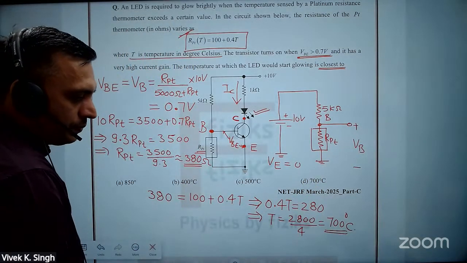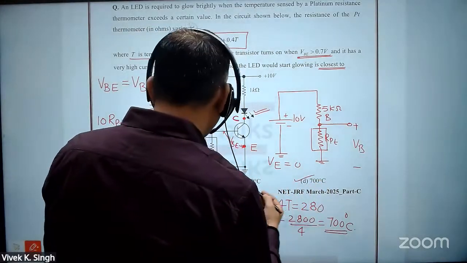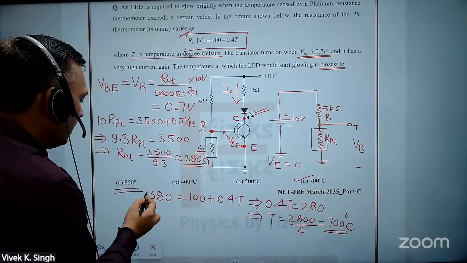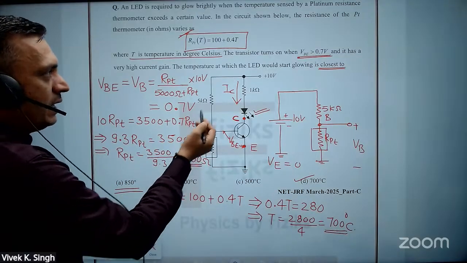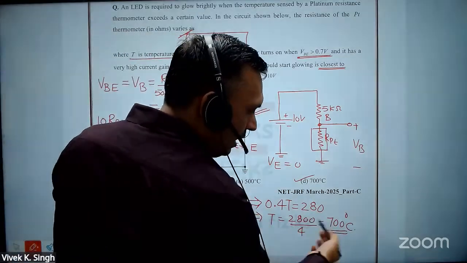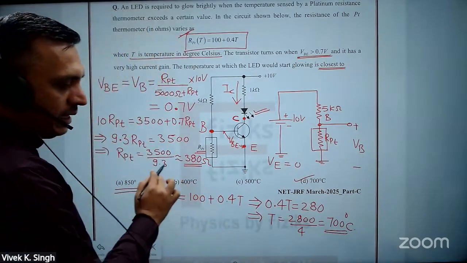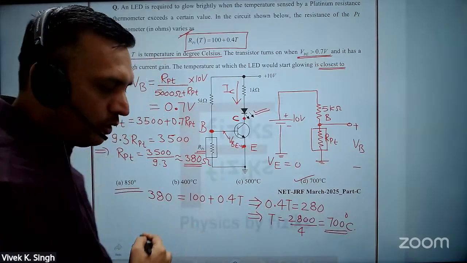Yes or no? So option D is correct because the others are 400, which is less than this, and this other value is very high, greater than even 850. So if you want VB slightly greater than 0.7, approximately you need 700 degrees centigrade. Is it clear? So that's why option D is correct. So note it down.